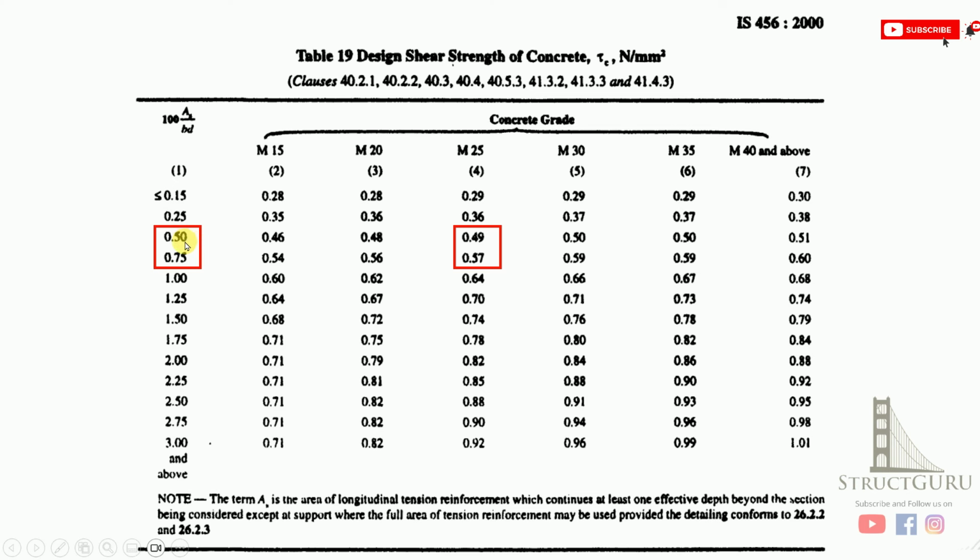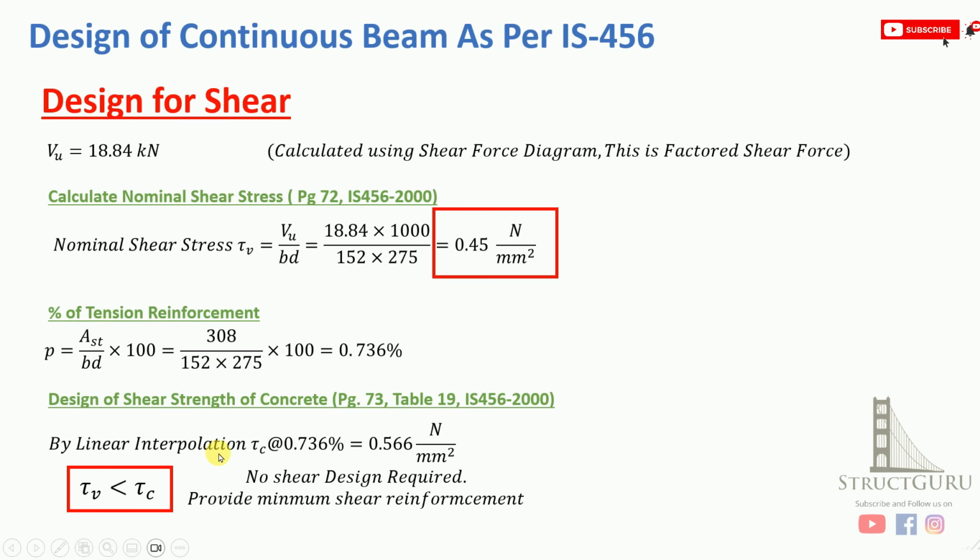0.736 actually lies between 0.5 and 0.75. So we need to apply the linear interpolation. So using linear interpolation, you will be able to get out the value of shear strength of concrete at 0.736%, and that is 0.566. Now you just need to compare these two values.